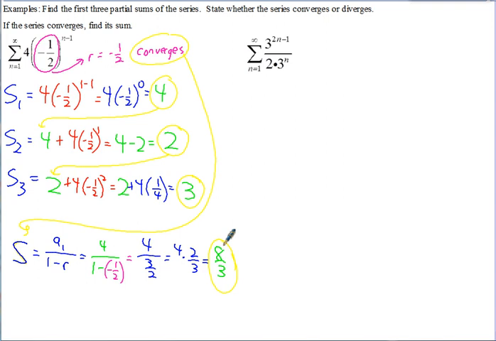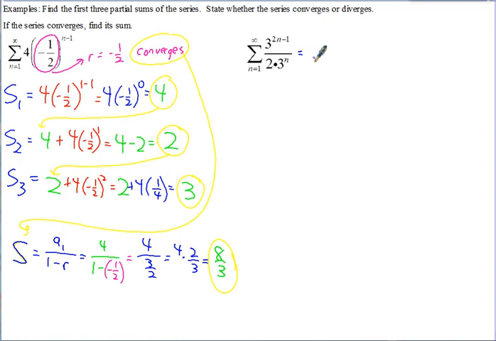Now let's look at one more here. It just looks a little more complicated to start with. So what I'm going to do first, notice we've got a 3 to the 2n minus 1 on the numerator and a 3 to the n on the denominator. Well, we can actually simplify those.